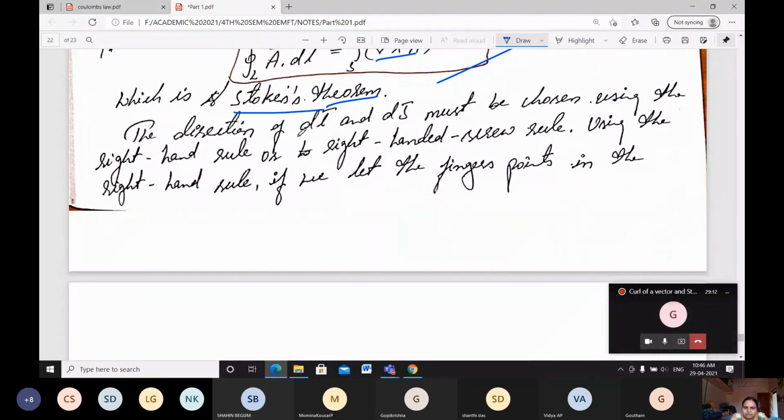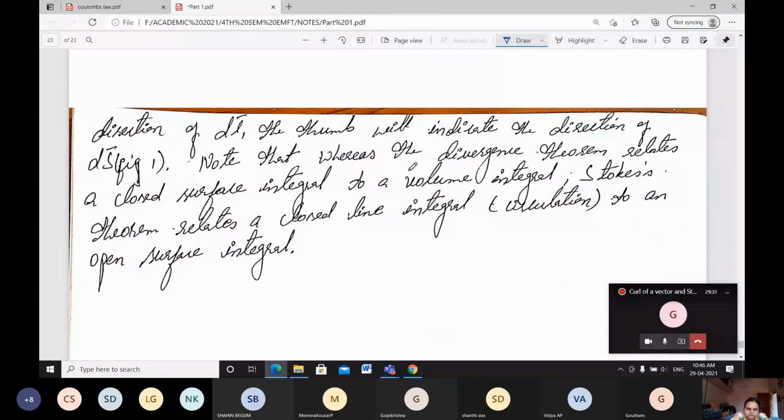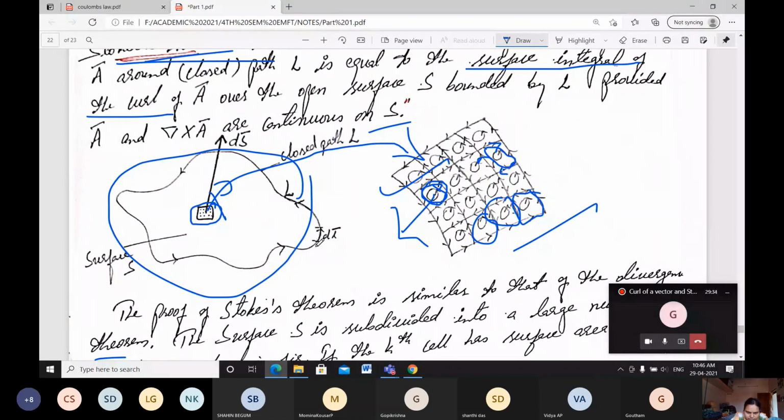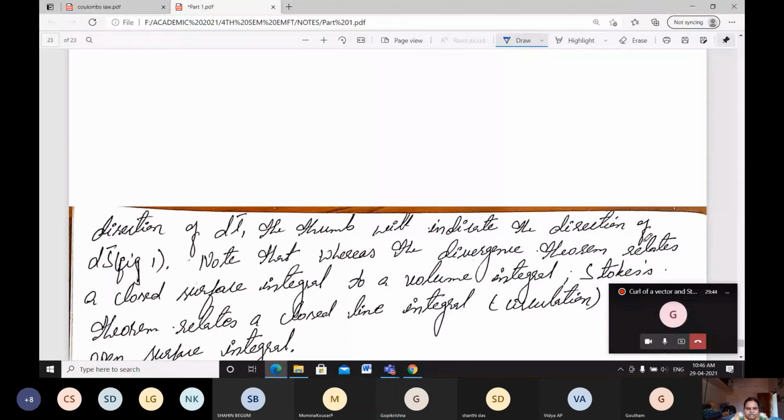The direction of dl and ds must be chosen using the right hand rule, or else the right hand screw rule. We already learned how it is taken. Using the right hand rule, if we let the fingers point in the direction of dl, in which direction it is moving, observe here, the thumb direction is the direction of ds bar in figure 1.